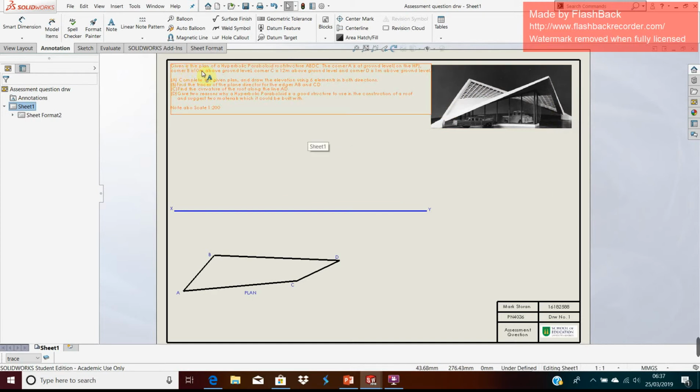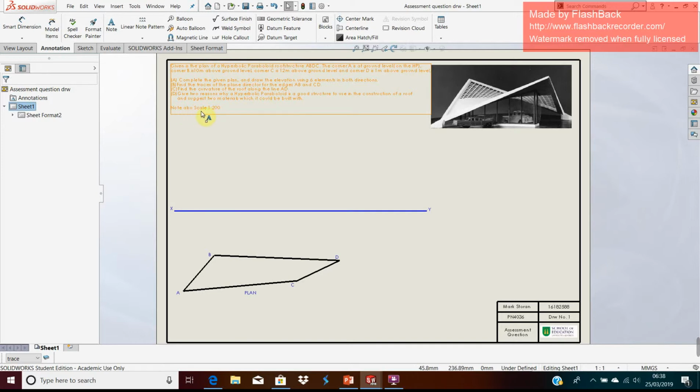So reading the question, given is the plan of a hyperbolic paraboloid roof structure ABDC. So students, my peers, will be given the outline of the plan to start with. I just thought it would save a bit of time rather than having to draw it out as well. So the corner A is at ground level, so it's on the horizontal plane. Corner B is 10 meters above ground level. Corner C is 12 meters above ground level, and corner D is 1 meter above ground level.